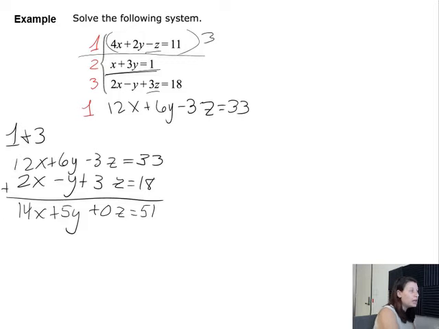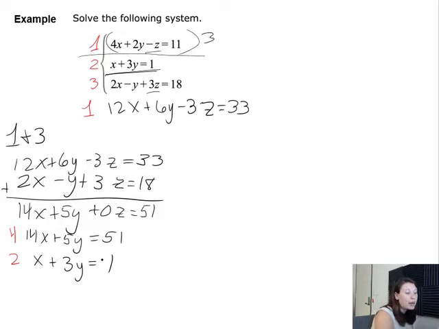So now we have our fourth equation, which is 14x plus 5y is equal to 51. And remember, equation 2 is x plus 3y equals 1. So that means which variable do we want to get rid of next? Y's don't match up very well because we have 5 and 3. We'd have to multiply both equations by something. The x's do, though. We just have to multiply the second equation by negative 14.